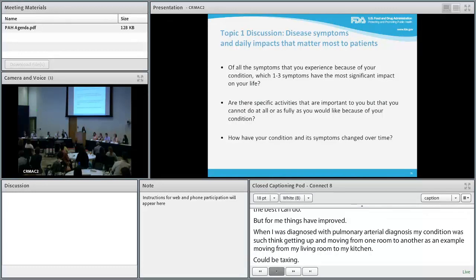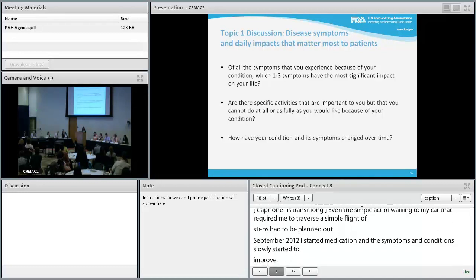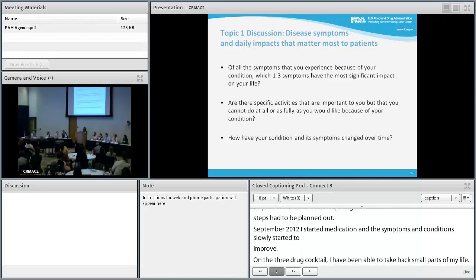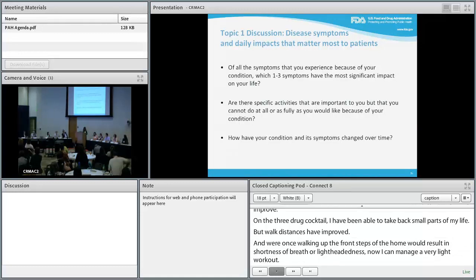But in September 2012, I started medication, and my symptoms and conditions slowly started to improve. On a 3-drug cocktail, Adcirca, Tracleer, and Tyvaso, I've been able to take back small parts of my life. My walk distances have improved, and where once walking up the front steps to my home would result in shortness of breath or lightheadedness, now I can manage a very light workout, a walk around town with my wife. Where once I had enough energy to make it to maybe one appointment a day if I was lucky, with proper scheduling, I can make it to several.